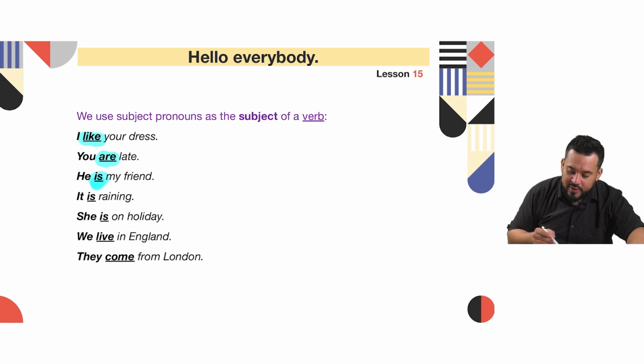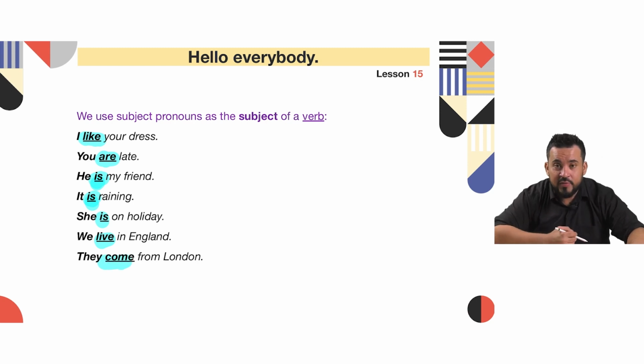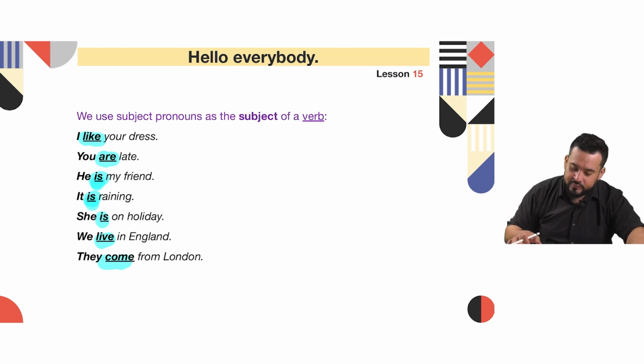He is my friend. He. It is raining. It. She is on holiday. She. We live in England. So the subject is we. They come from England, and that is they.